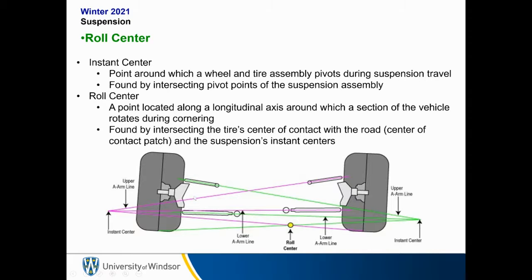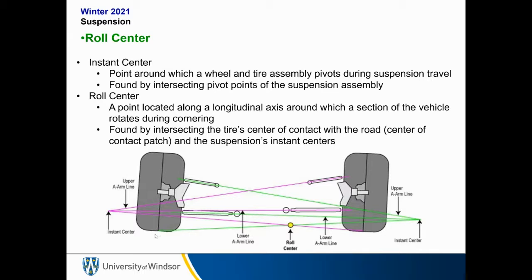And for the right side, we have these purple or pink, I suppose, lines that go until you get the instant center where they all converge. So that's the instant center. We have the roll center, a point located along a longitudinal axis around which a section of the vehicle rotates when cornering. Now this is found by intersecting the tire's center of contact with the road, i.e. the center of the contact patch, and the suspension instant centers.